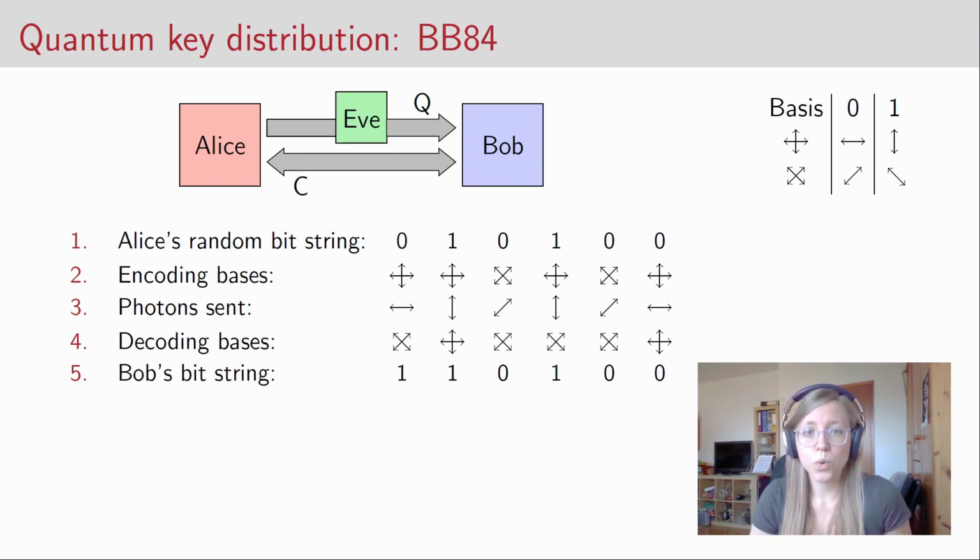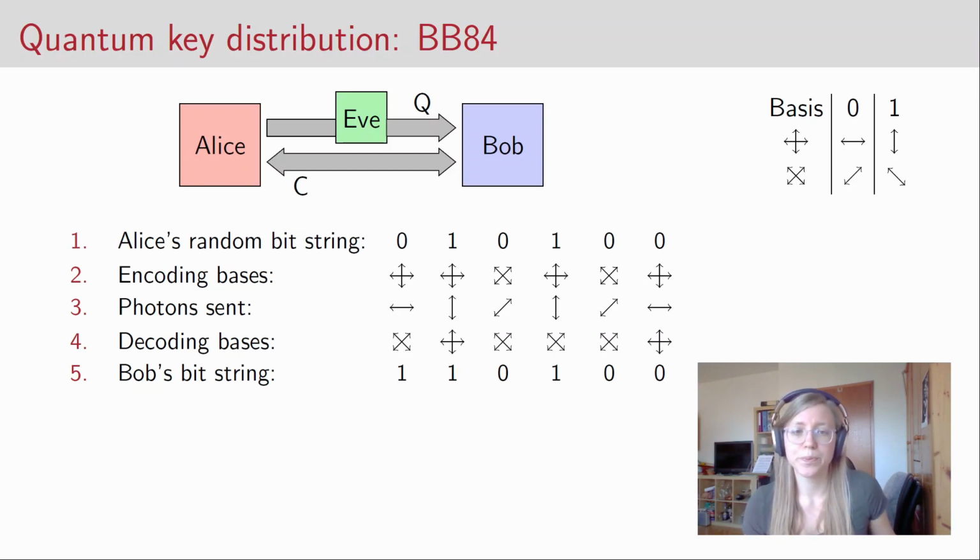Okay, so now Alice and Bob both have these bit strings, and this is basically the quantum phase. So everything quantum is now finished. The quantum part is only encoding and sending photons. Okay, but Bob now has this bit string, which is not equal to Alice's bit string.